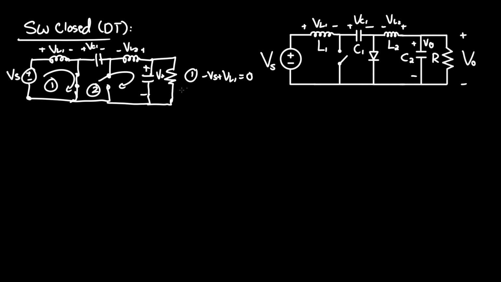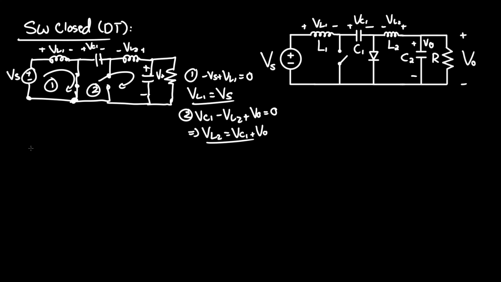Since equations 1 and, in the future, equation 3 for when we draw the schematic as switch opened, we will want to reuse VL1 and set them equal to each other. So we'll put that on the left-hand side and say VL1 equals Vs. Now for equation 2, starting from here and going around, we have positive Vc1 minus VL2 plus VO equals 0. Now let's rearrange for VL2 by putting it over on the right-hand side. It'll become VL2 equals Vc1 plus VO.